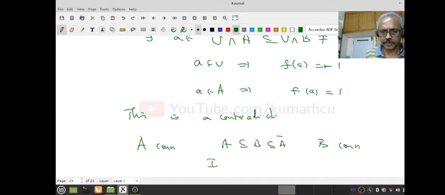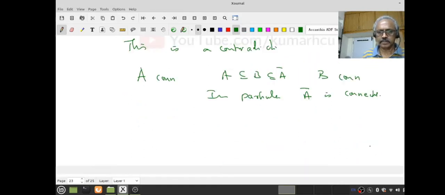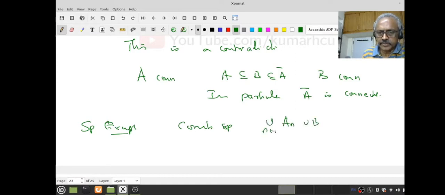In particular, A closure is connected, right? So as a specific example, let us look at the comb space. Comb space, what did it have? Union of A_n and B, and this union over n. What are the A_n? Suppose this 1 by n is my A_n, and even though I have drawn it, you should remember this is not there.